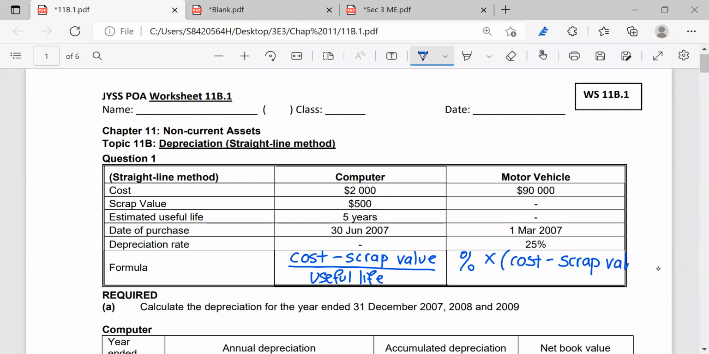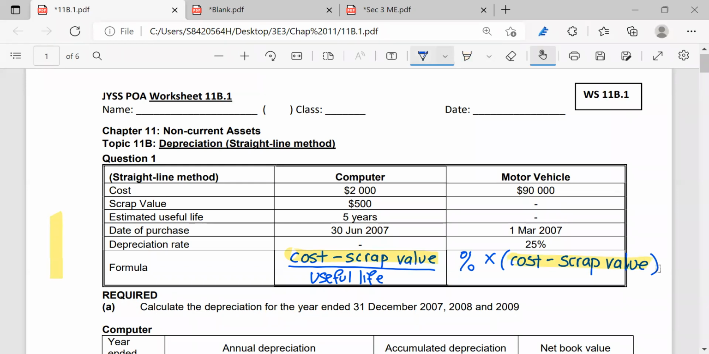Please put your brackets. If not, sometimes you may get a negative number. It shouldn't be a negative number, all right? The value of your depreciation should be a positive number. So you can see this part is the same, cost minus scrap value, cost minus scrap value. So it's either divide by the number of years or multiply by the percentage.